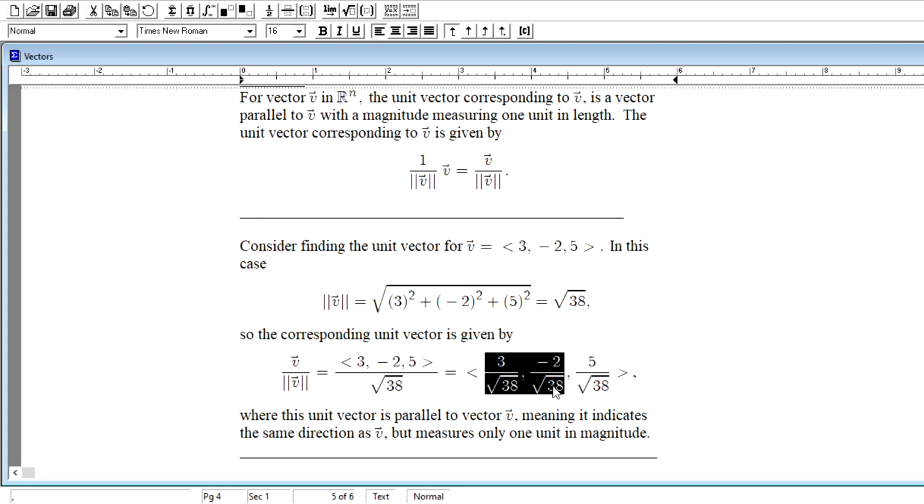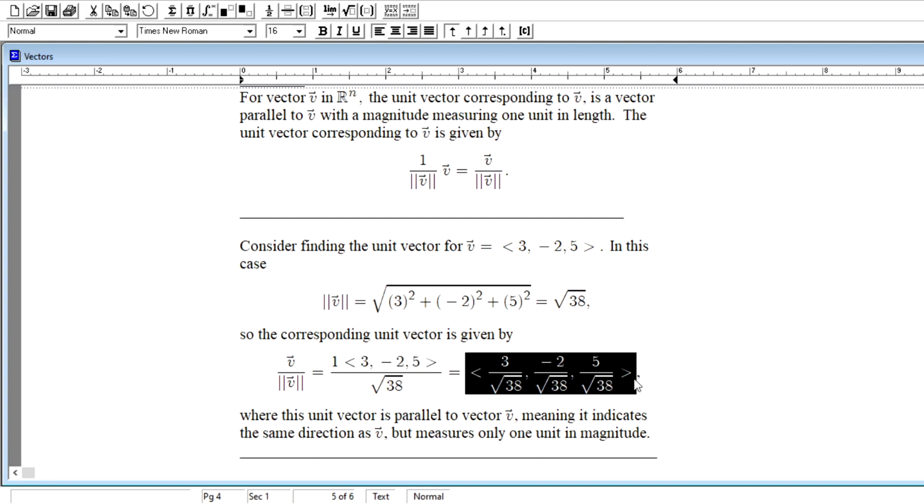Where what we are highlighting here, folks, is that this is a vector that is parallel to this vector. We can see that because it is a constant multiple of that vector. It is 1 over the square root of 38 times that vector v. Right? It has that parallel property.